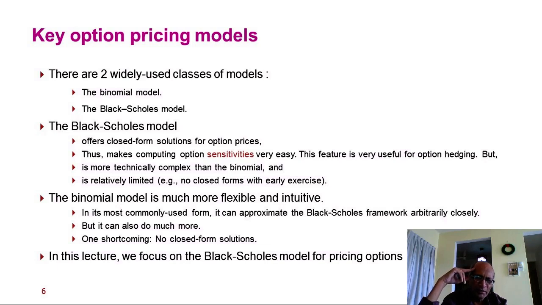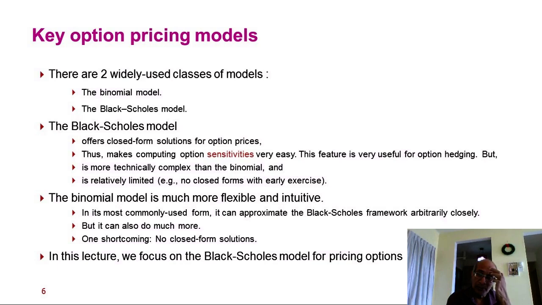The binomial model is more flexible and intuitive. Why? Because it is the most commonly used form. It can approximate the Black-Scholes framework arbitrarily closely. Sometimes it may not, but it can also do much more, because it can be used also for American options. One shortcoming is that there are no closed form solutions for binomial. But that part we are capturing in Black-Scholes.